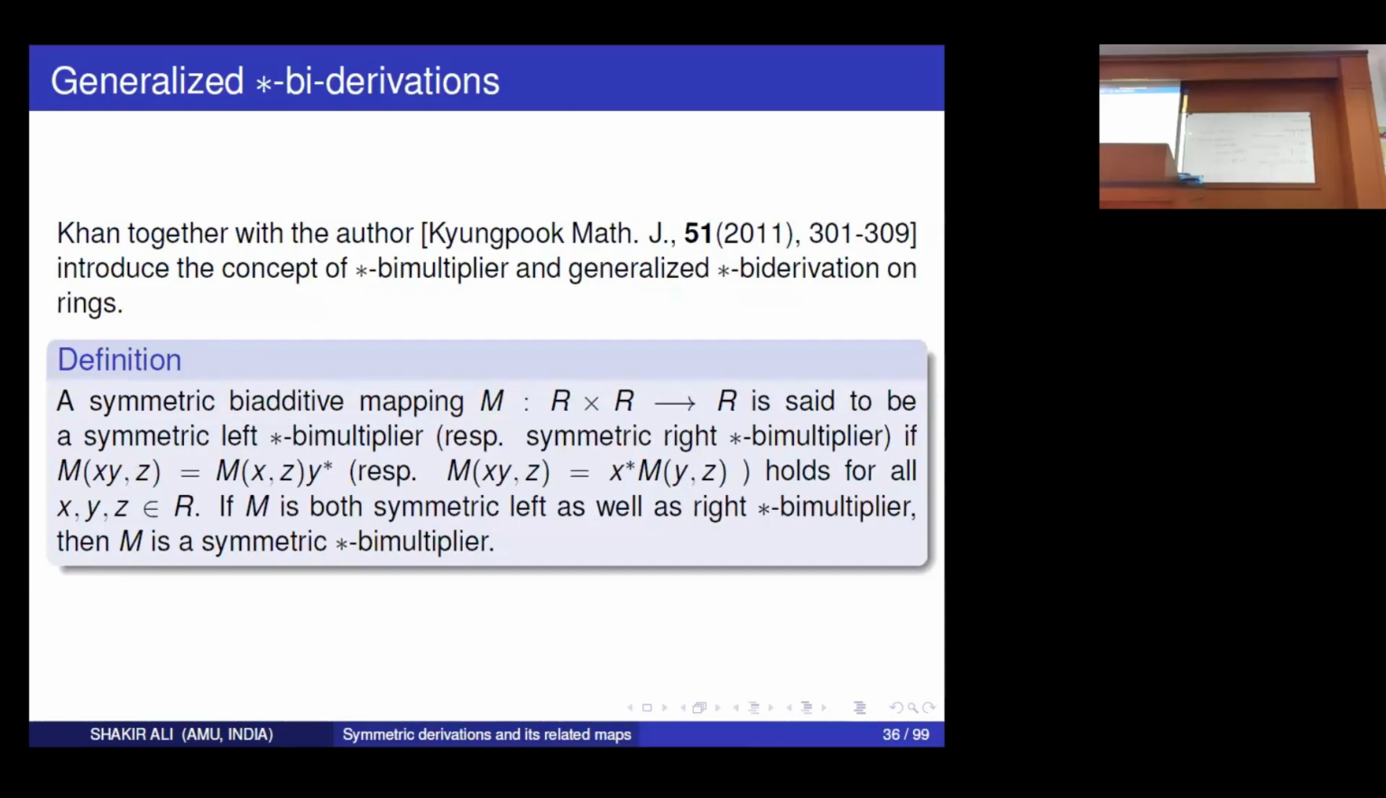And then in the year 2011, with my PhD students, I extended this idea in a more general setting, and we introduced, in fact, integration in derivation. So I defined some new types of terms. The first one is star biderivation, in fact, and star generalized biderivation. Multiplier we have not defined, so let us first define what a multiplier is.